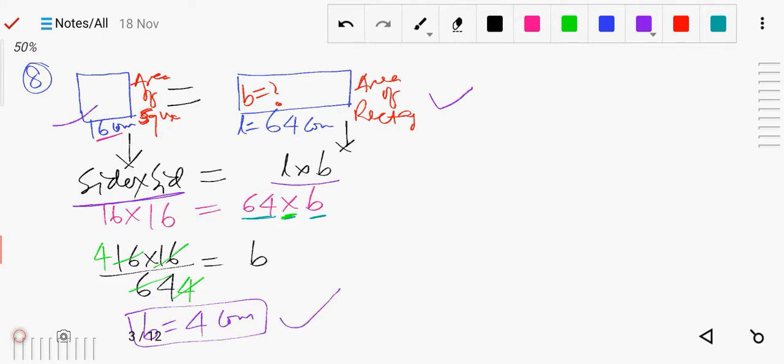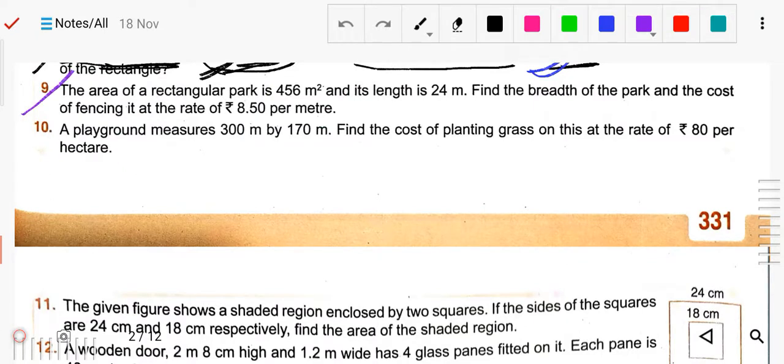Now next, question number 9. The area of a rectangular park is 456 meter square, and its length is given as 24. Find the breadth of the park and the cost of fencing at the rate of rupees 8.50 per meter. Means for fencing, for 1 meter you have to pay 8.50. But also you should know about fencing and flooring.